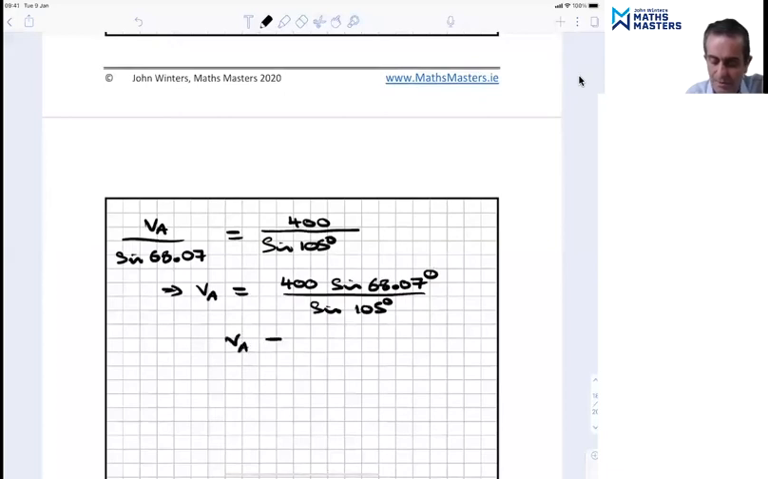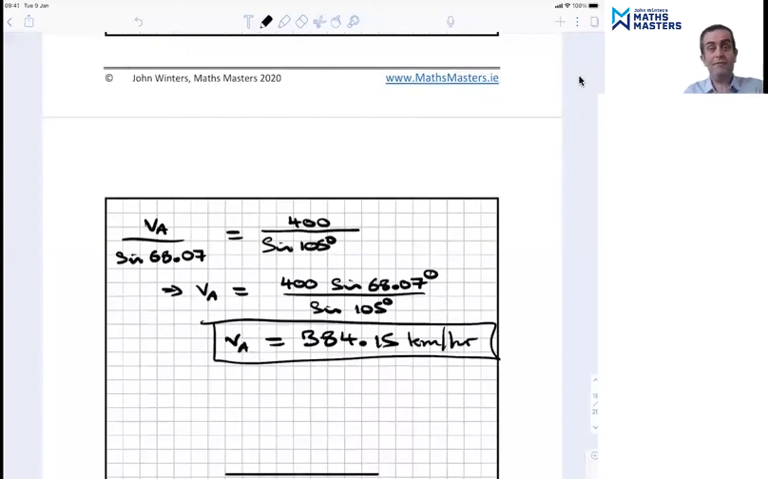So the actual speed of the aircraft is going to be 400 multiplied by sine of 68.07 and then divided by sine of 105. And that turns out to be 384.15 kilometers per hour. Okay, that's the actual speed of the aircraft. Now, again, we're sticking with 2 decimal places.